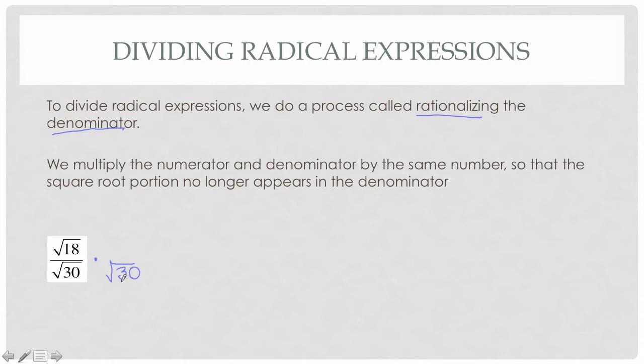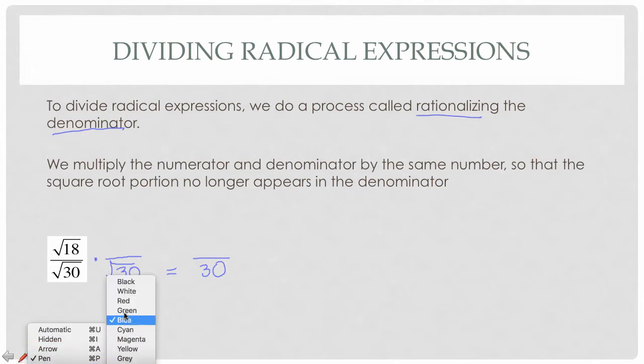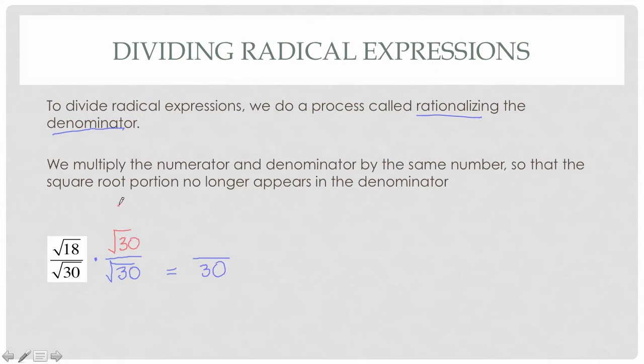What's going to happen? Well, the square root of 30 times the square root of 30 is sort of like saying what's the square root of 30 squared? It just ends up equaling 30. That works out pretty nice because now I don't have a square root in the denominator anymore. But I have to keep this thing the same, so I also multiply the numerator by the square root of 30, because now it's essentially just the same as multiplying by 1. And so I need to know what is the square root of 18 times the square root of 30. Well, that's going to be the square root of 540.